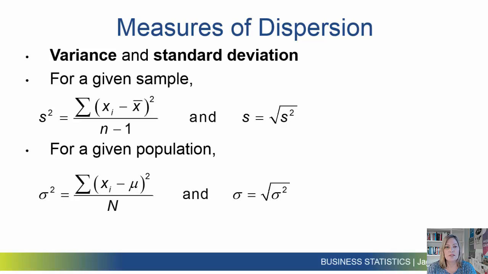For the population data, the symbol used is sigma squared for the variance and sigma for the standard deviation. As you can see, the formula is very similar in that each value is subtracted from mu, the population mean, squared so that positive and negative values are not cancelled out, and then added up. Lastly, the sum score is divided by the population size, which is capital N. Sigma, or the population standard deviation, is the square root of sigma squared, the population variance.